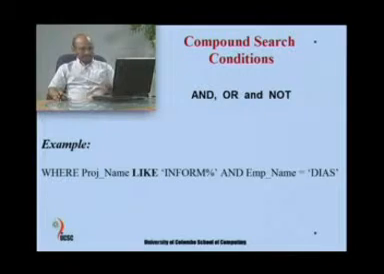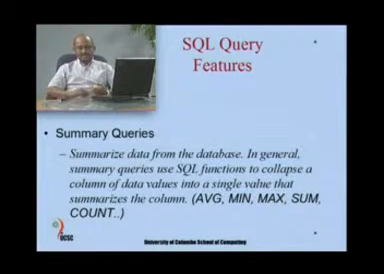If you have two conditions, you can specify, in this case, project name like inform percent and emp name equals dias, meaning both conditions must be satisfied to obtain the output. If it is OR, then one of them being satisfied is adequate, and if you use NOT, then it is the negation of whatever you were referring to.